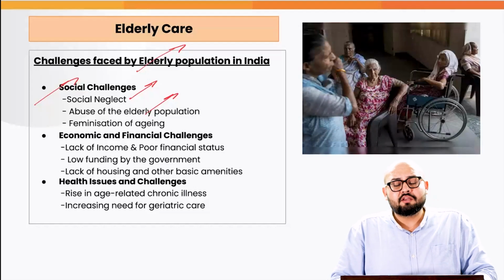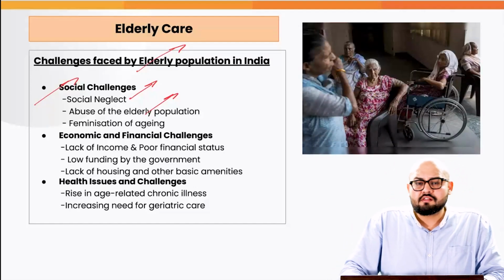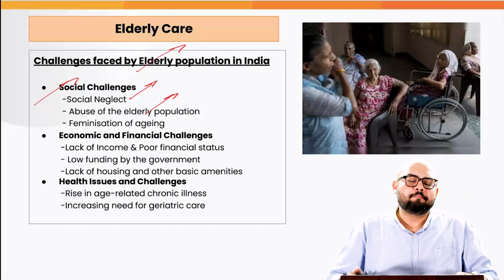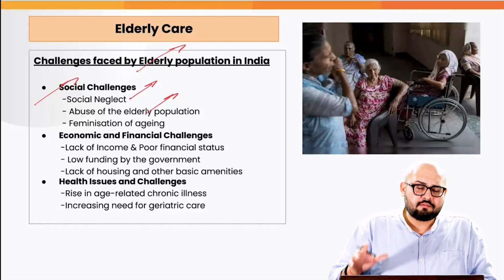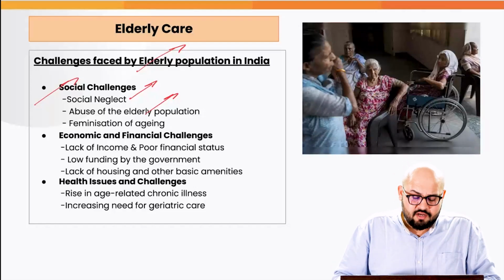Abuse of the elderly population is also being witnessed. And here we are not just talking in terms of emotional or mental exploitation. We are also talking about sexual exploitation. We are also talking about financial exploitation, right?